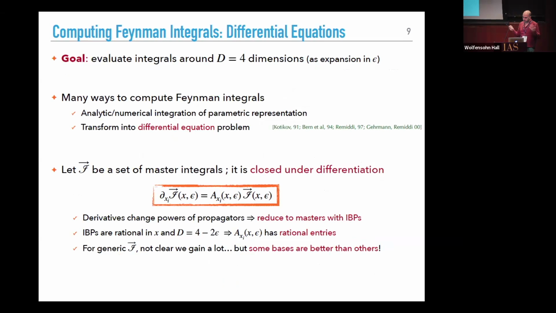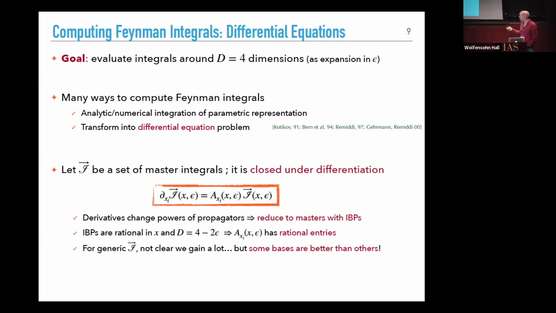And what we want is not, again, an expression for them for general d. We really want an expansion in epsilon. There's many ways to compute Feynman integrals. You can do some analytic or numerical integration of parametric representations, but transforming it into a differential problem really uses the fact that these things are defined vector spaces.